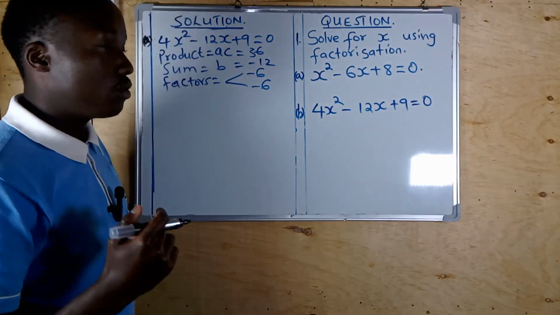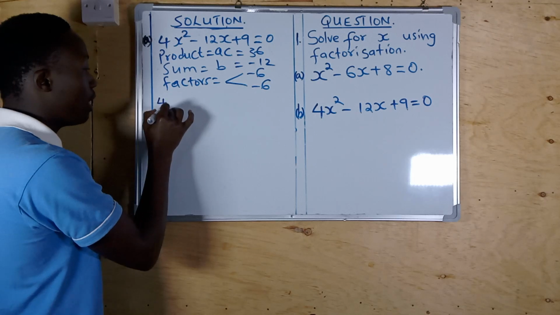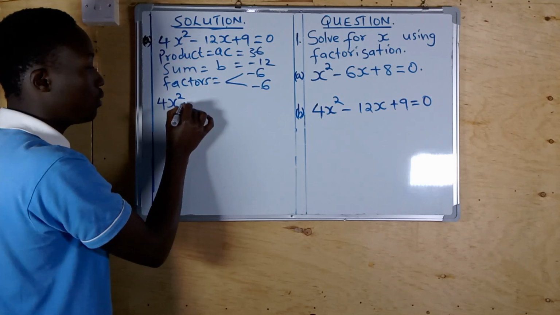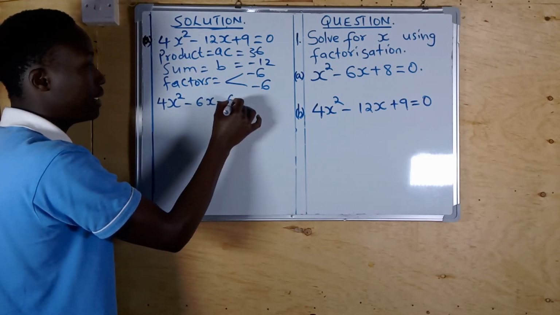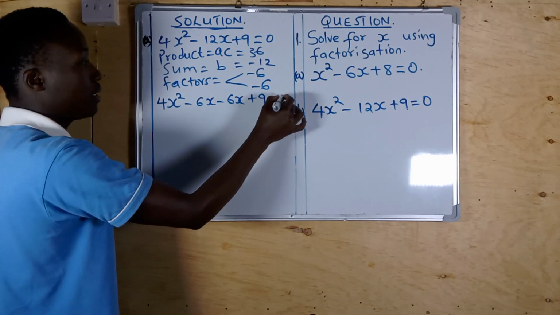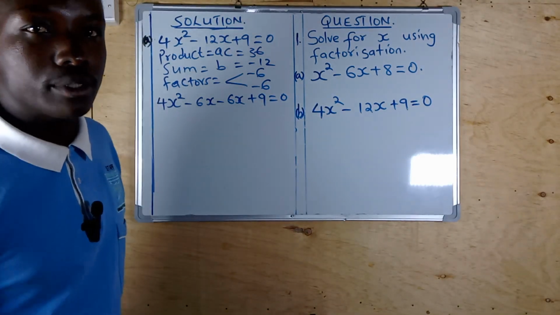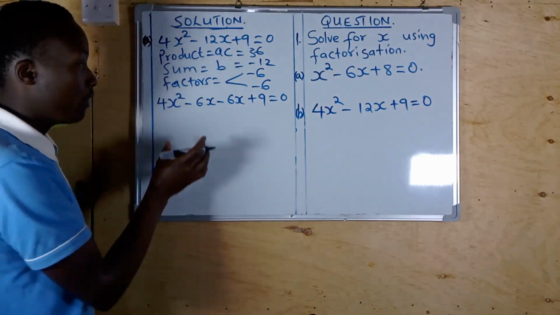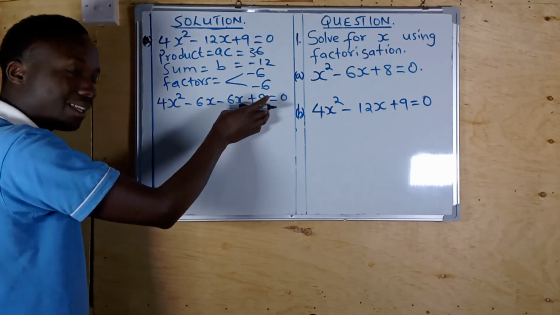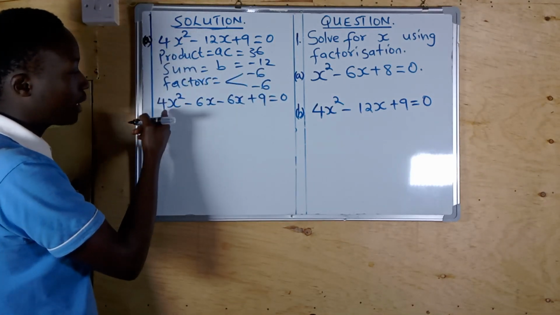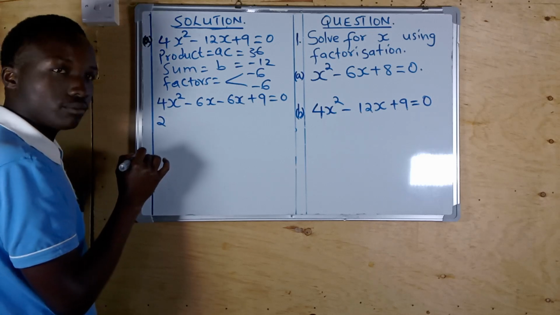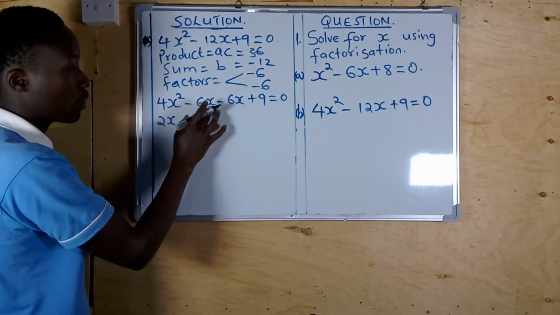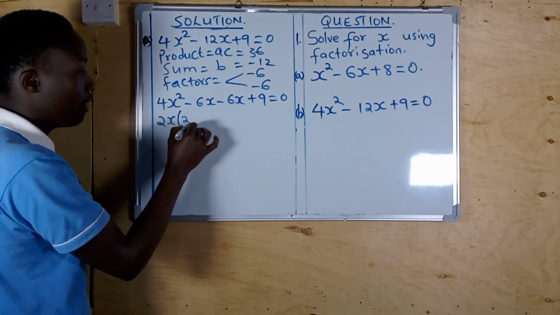So we now proceed. We are going to have 4x squared, and we replace our b with our factors. That will be minus 6x minus 6x plus 9 is equal to 0. Then we now proceed to factorization. How do we factorize? We take 2 by 2. So we'll first factorize the first 2, then followed by the second 2. Here, the common factor between 4 and 6 is 2, and it's going to be 2x, because we also have x here. And in our brackets, we'll have 2x minus 3.